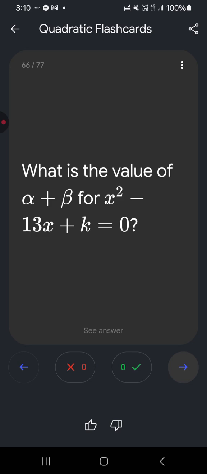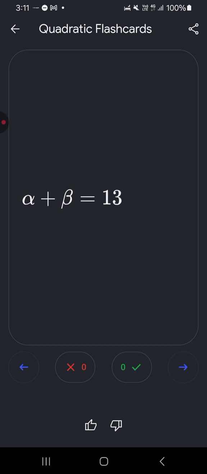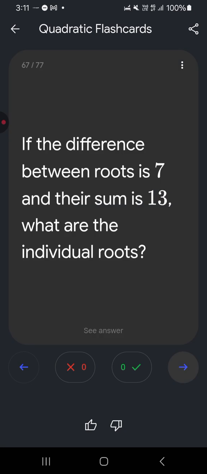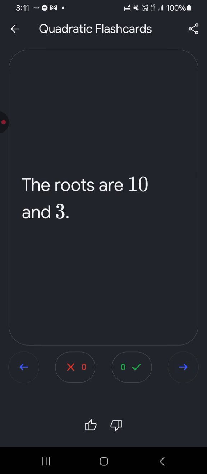What is the value of alpha plus beta for x square minus 13x plus k is equal to 0? Alpha plus beta will be 13. If the difference between the roots is 7 and their sum is 13, what are the individual roots? The roots are 10 and 3.